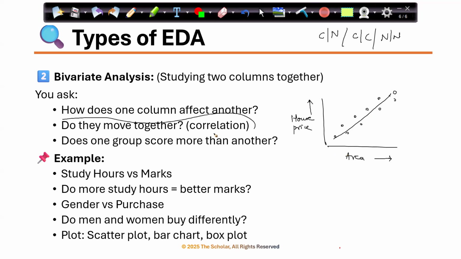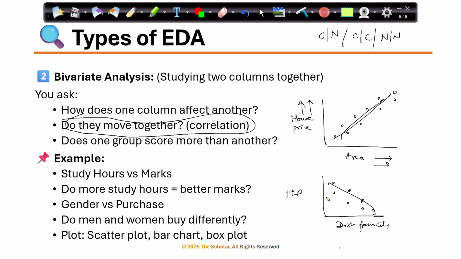Do they move together? That means when one is increasing, is the other increasing as well? The answer is yes. Or second, my house price is what I want to predict based on the distance from the city. If the distance from the city is increasing, my house price is decreasing, right? So this is also moving together only, but here it is in the opposite direction. When one is increasing, the other is decreasing. Here also it is moving, but here, when one is increasing, the other is also increasing, right?